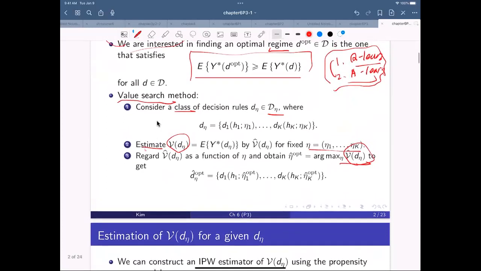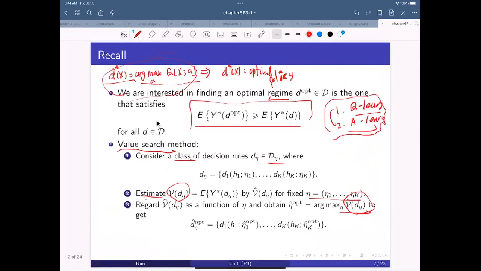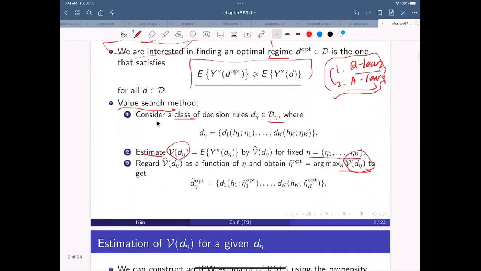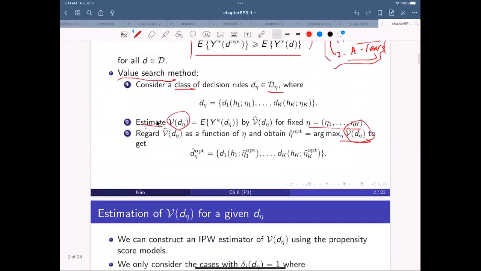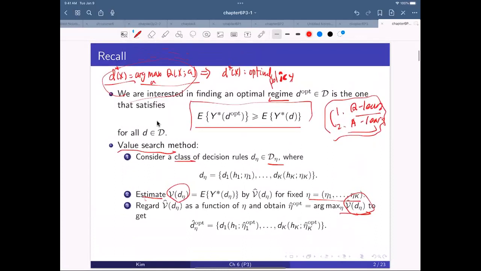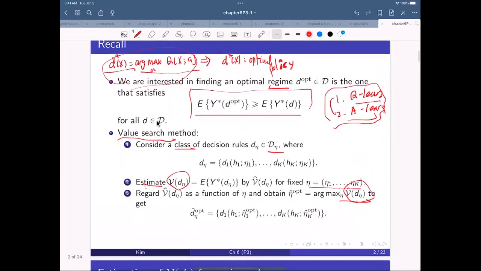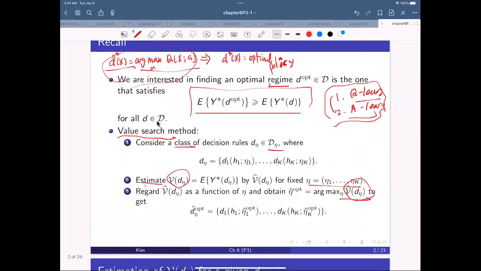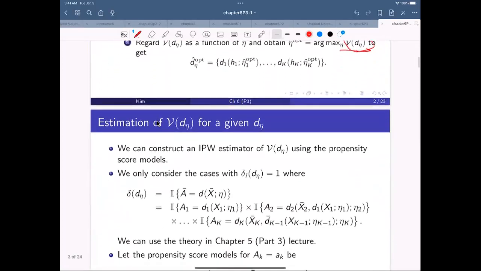But unlike the single-stage case, this is a kind of single DTR result. Here we are talking about multiple treatment regimes, multiple K case. So we need to use some sort of sequential backward induction on top of this value search. The idea of value search was already introduced in the single DTR case in chapter 4, but now we are going to apply it to multiple steps.